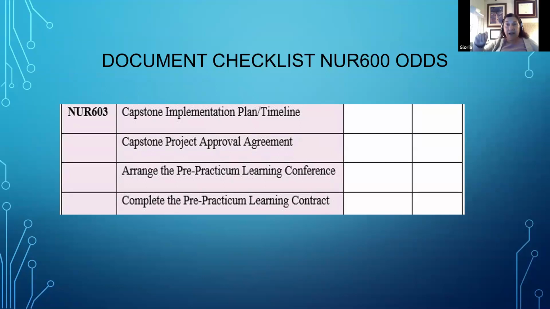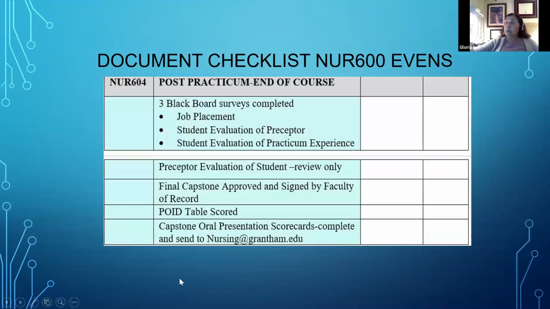It needs to be signed by ourselves and of course the student and the faculty member who has agreed to be their preceptor. So now we move into the final course, which is the post-practicum or the end of course, NUR 604. The things that we have to check off on this list are not so much for the capstone, but just the closure of the nursing program for the student.